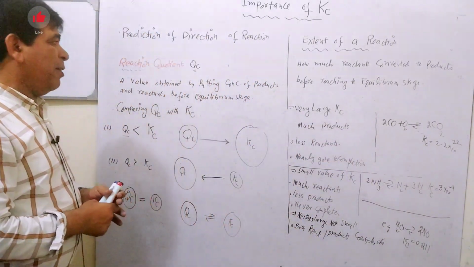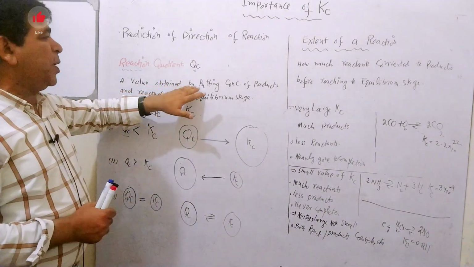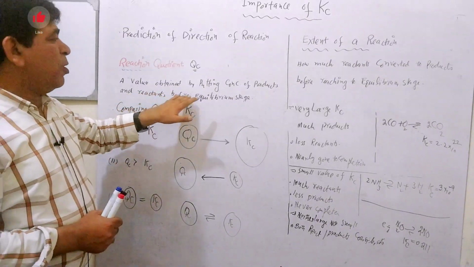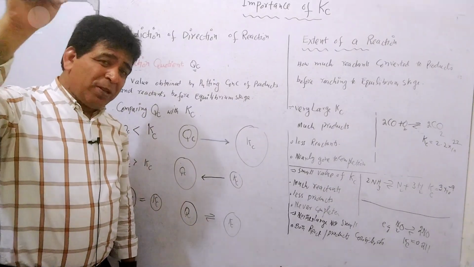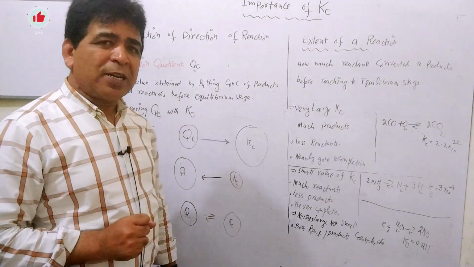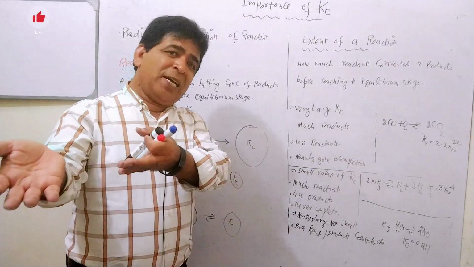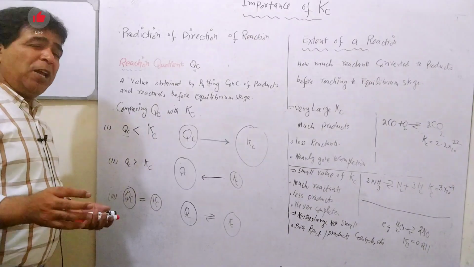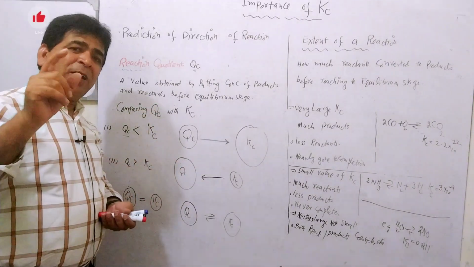Now we can have the reaction quotient definition. The definition is a value obtained by putting the concentrations of products and reactants before the equilibrium stage. It means the reaction has not gone to the equilibrium stage, and before that, if we have calculated the ratio between the products and reactants molar concentrations, what will we say it? We will say that it is a reaction quotient. It is a ratio that is called the reaction quotient. By knowing the values of Qc and Kc, we can predict the direction of a chemical reaction.